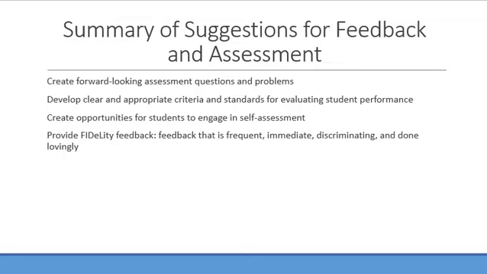All right, so this ends the 3rd chapter within the book. Kind of summarizing, the recommendations are to create forward-looking assessment, questions, and problems, develop clear and appropriate criteria and standards for evaluating student performance, create opportunities for students to engage in self-assessment, and provide fidelity feedback, feedback that is frequent, immediate, discriminating, and done lovingly.